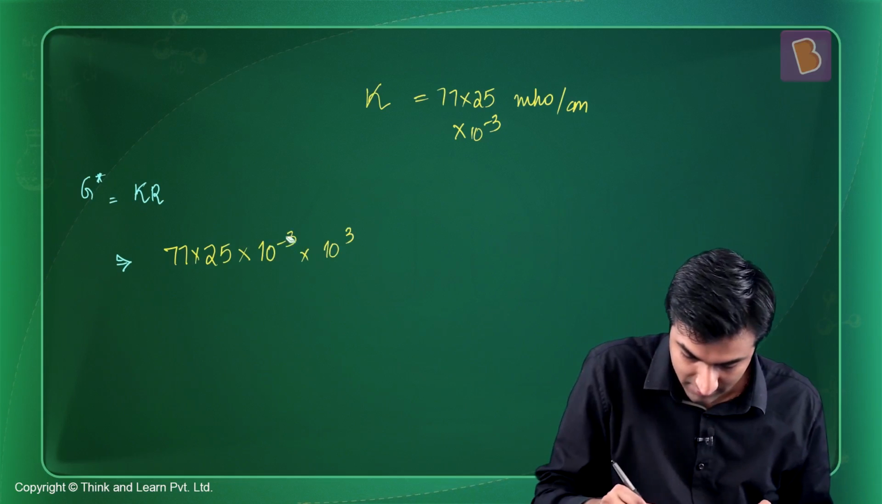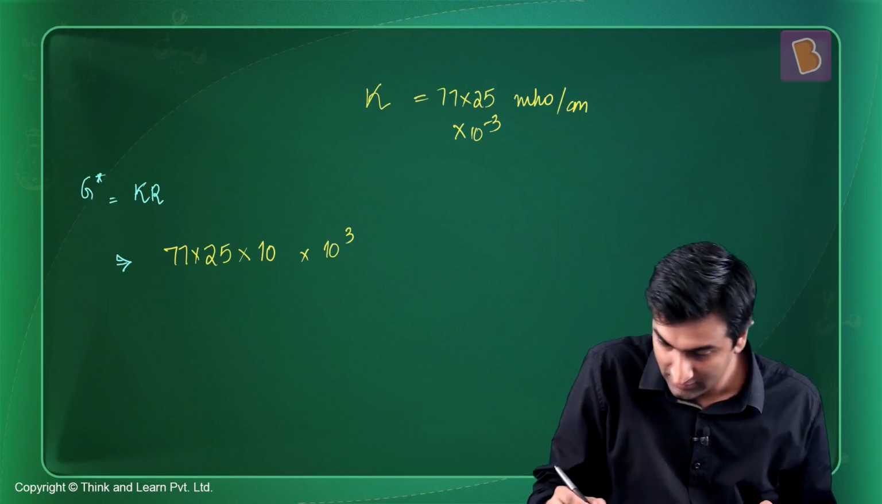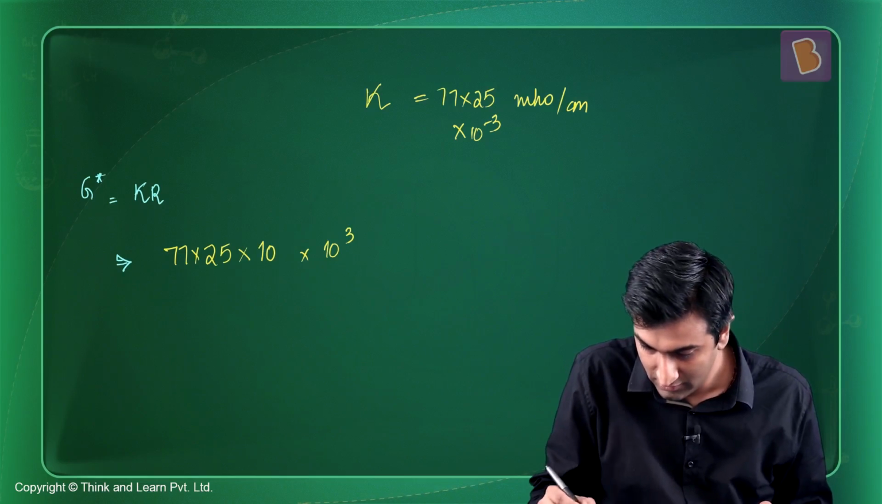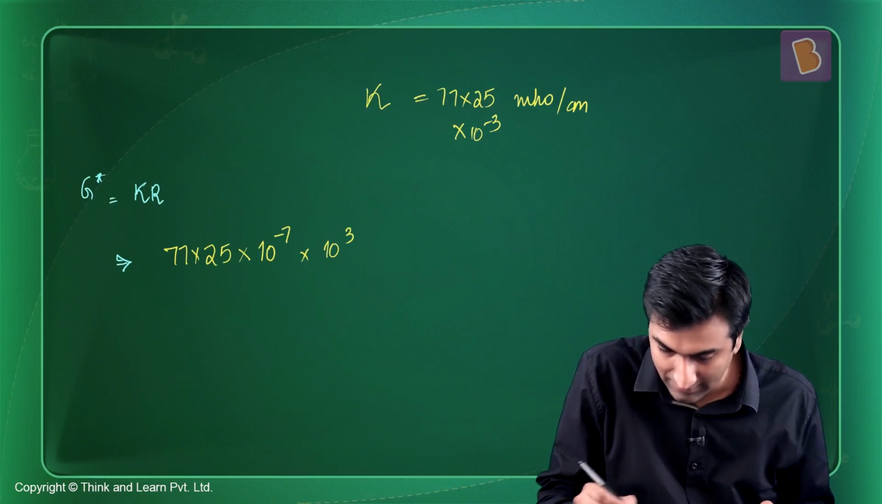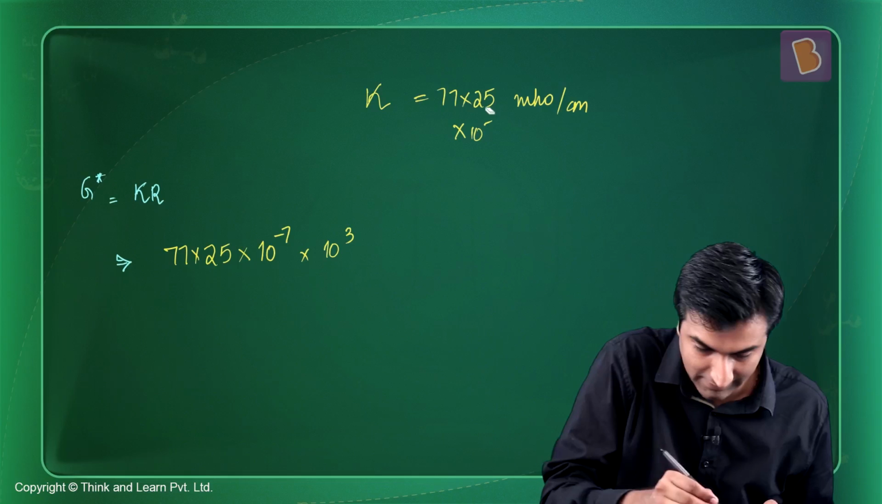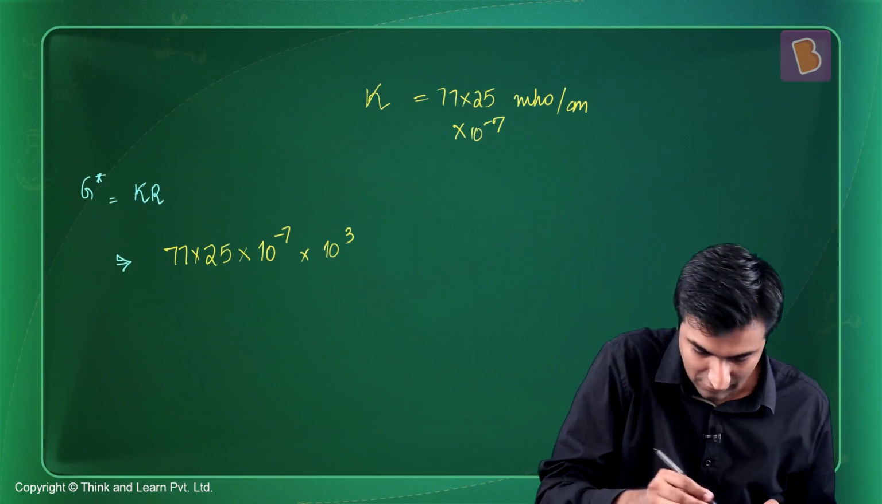My bookkeeping is bad. Be careful. I hope you don't make this mistake. There's a 4 here and a 3 here. So this basically becomes 10 power minus 7. So the kappa value is actually 10 power minus 7. Yeah. Okay, there you go.